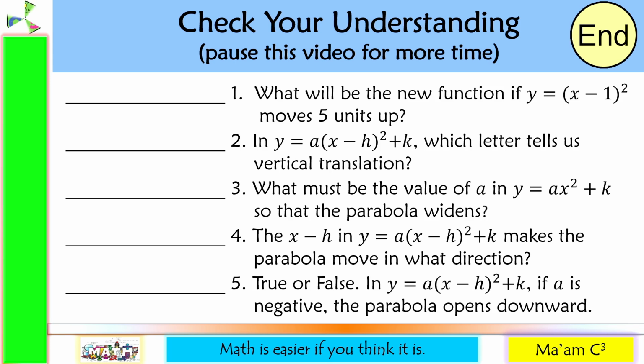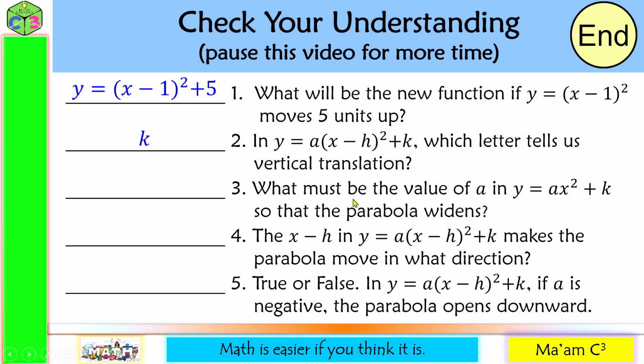Let us answer the following. Number 1, what will be the new function if y equals quantity x minus 1 squared moves 5 units up? Then we will be having plus 5 at the end. Number 2, in y equals a times the quantity x minus h squared plus k, which letter tells us vertical translation? Meaning, which letter from here gives us the translation up or down? That would be letter K.